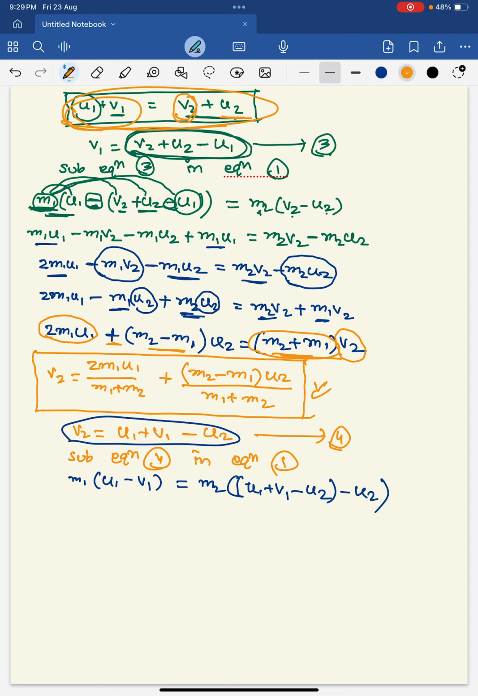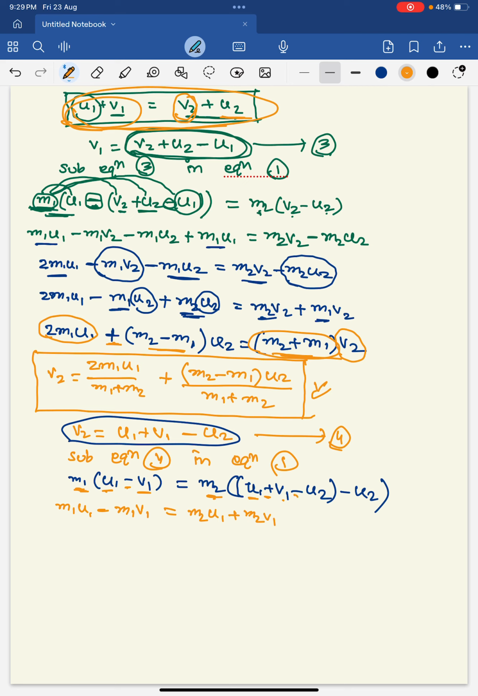Okay, now again I am going to expand this step. Let's see how it is. This M1 is multiplied with U1, so we can write it as M1 U1, minus will be there, minus M1 is multiplied with V1, so M1 V1 is equal to M2 is multiplied with U1, so M2 U1, plus will be there, plus M2 is multiplied with V1.